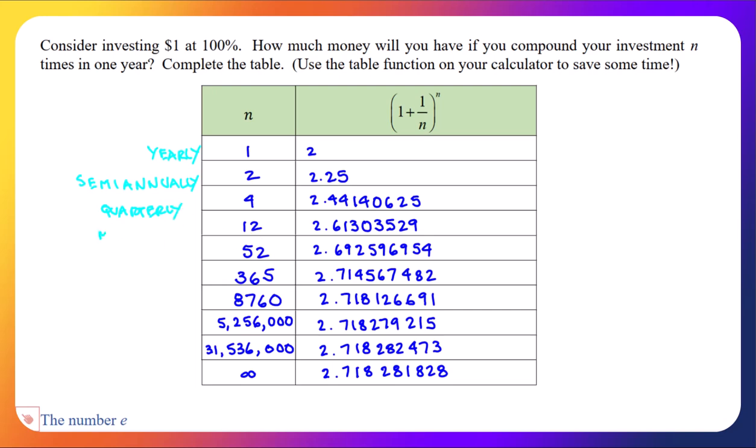12 times a year is, of course, monthly. 52 times a year is weekly. 52 weeks in a year, more or less. 365 is daily, not counting leap years. 5,256,000 is minutely. You might remember that number from that musical Rent. And then 31,536,000, that's seconds per year.